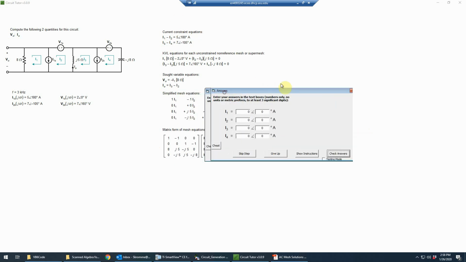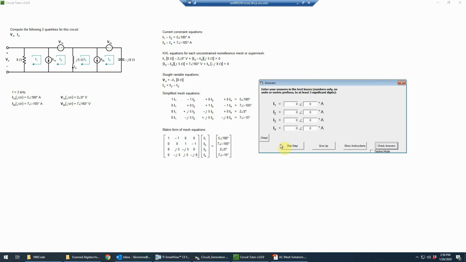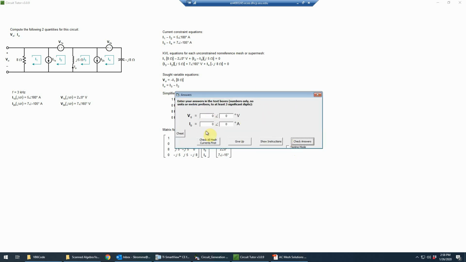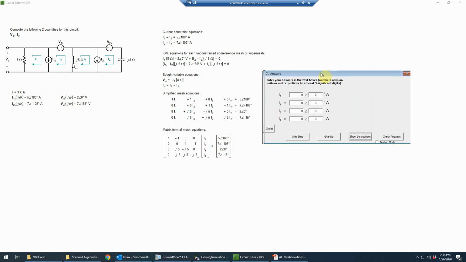Okay, so now we have the form in which to enter the 4 variables. We could, in principle, skip this and go straight to the sought variable equations. It does permit that, but since we need 3 of those 4 anyway, I'm just going to check all of these first. So we're going to do the algebra now on paper for convenience.